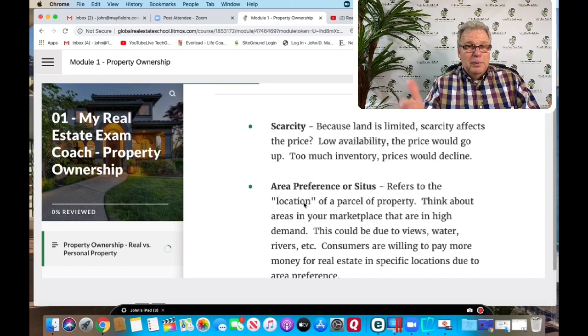So people are probably going to start selling it on the side or whatever, and people start freaking out, and they're going to pay a lot of money for that, right? I mean, you just have to look at these questions. But scarcity, because land is limited in supply, it will affect price.